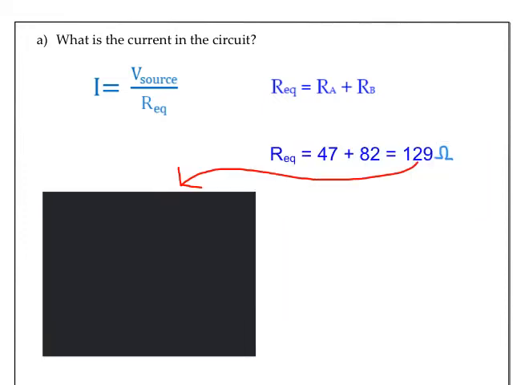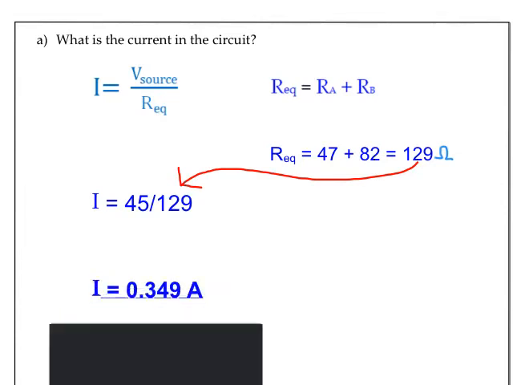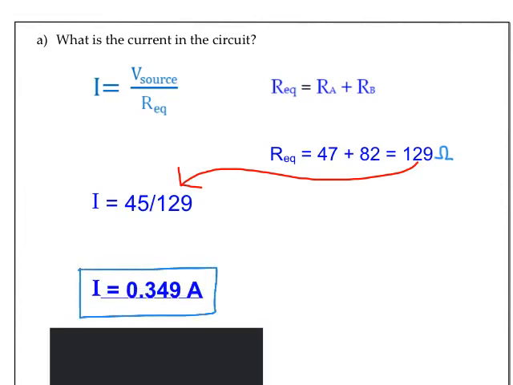So we know we're given two resistors, so I'm going to plug those in and find the equivalent, which happens to be 129 ohms, and then I can use that value to plug into my equation. So my voltage source was 45 volts, my equivalent resistance was 129, and all I have to do is divide those numbers to get the current. And you should come up with an answer of about 0.349 amps.